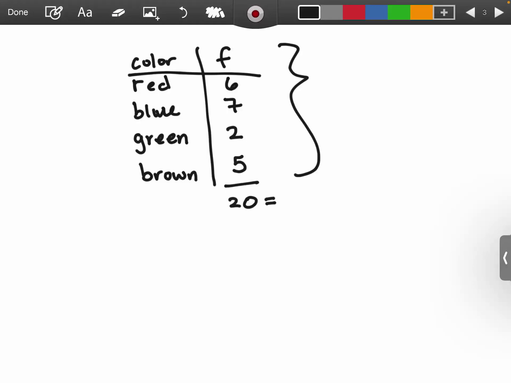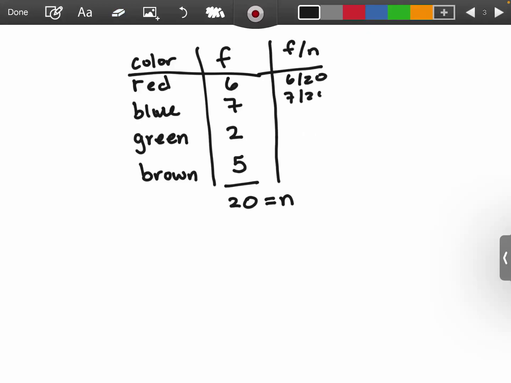This number down here is your sample size, which we usually denote with a lowercase n, and lowercase f is the frequency. We can also talk about relative frequency, which is just the frequency divided by the sample size. So 6 divided by 20 would be the relative frequency of the red. 7 over 20 would be blue. 2 over 20 would be green. And 5 over 20 would be brown. And of course, you can then convert these to decimals, etc.